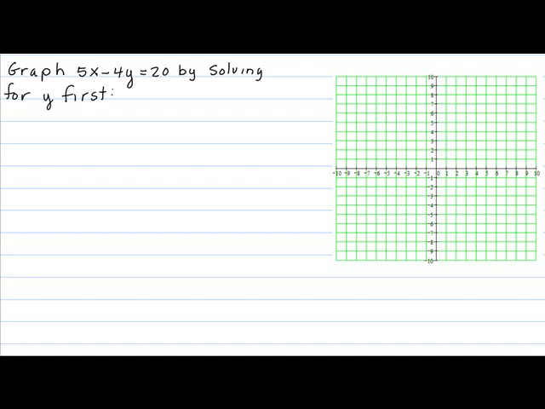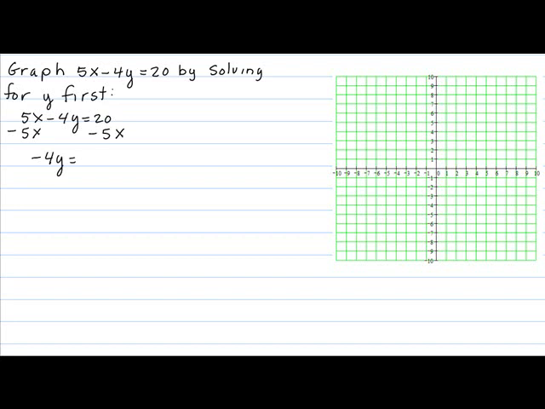Okay, we are going to graph 5x minus 4y equals 20 by solving for y first. So what we're going to do is we need to solve for y, so I'm going to rewrite the equation. And then I'm going to subtract 5x from both sides to get y alone. Solving for y means to get y alone. It does not mean to find the intercept, so I'm not going to plug in 0 for x or y.